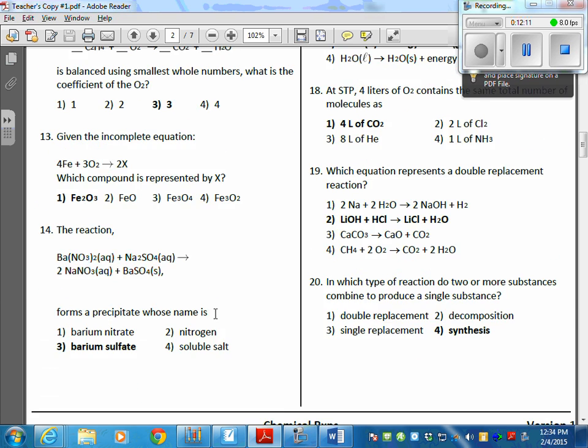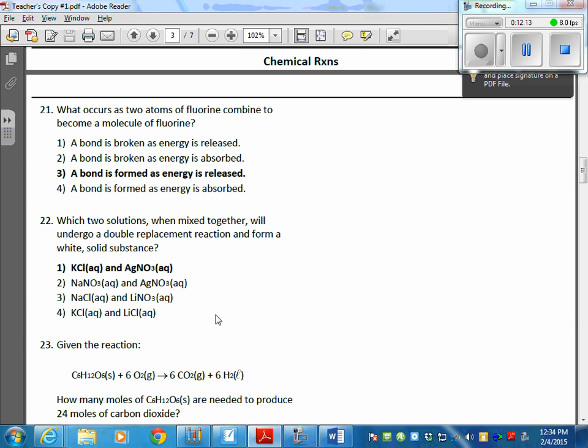Where else do I want to go? Number 21 and number 22. 21. What occurs as 2 atoms of fluorine combine to become a molecule of fluorine? Here are my 2 atoms of fluorine combining to become a molecule of fluorine. Atom, atom, molecule. Am I forming a bond or breaking a bond? It clearly looks like I am forming a bond. Okay, so it's not 1 or 2.